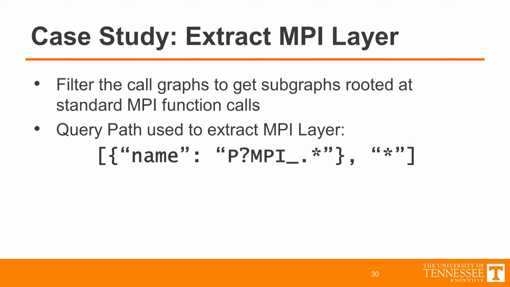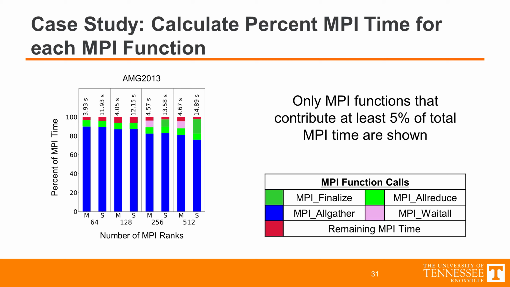Once loading the HPCToolkit profiles into Hatchet, I used the following query language filter to extract subgraphs rooted at standard MPI calls. Next, I performed two types of analysis on the resulting data. For the sake of time, I'll be focusing only on the results for the AMG 2013 benchmark. First, I calculated the percentage of the total MPI time spent in each MPI function. In the following figures, the x-axis shows the number of MPI ranks, and the y-axis shows the percentage of the total time considered. Also on the x-axis, M stands for MVAPICH, and S stands for Spectrum MPI. At the tops of each bar, the total time considered is shown in seconds. In this specific figure, the total time considered is the total MPI time for the application.